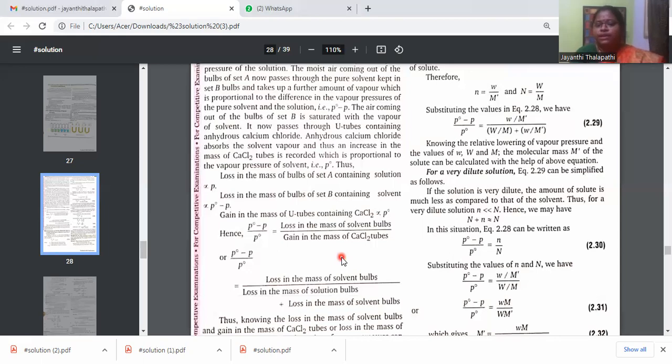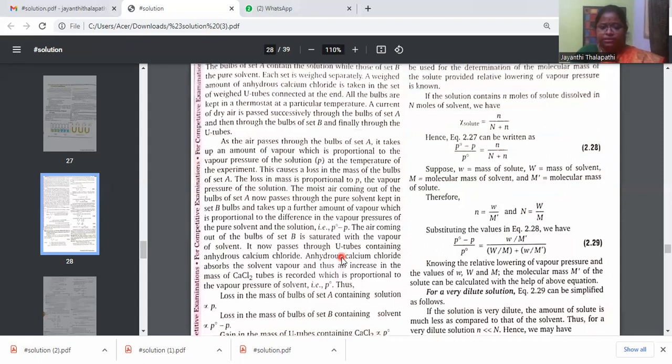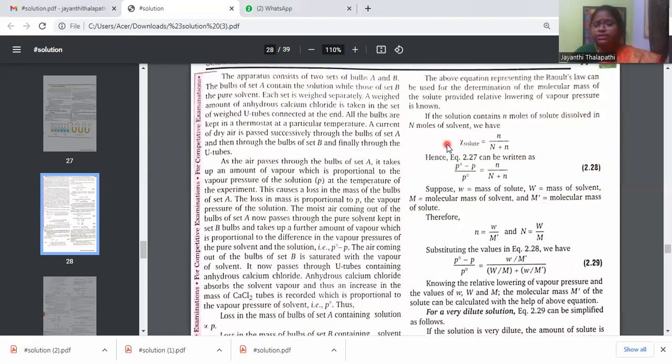Okay. See here, while calculating this, we saw that this is equal to the mole fraction. So what is the mole fraction then? X solute is what? n by n plus N. So what is this n called? A small n denotes moles. Moles means what? Mass by molar mass, which gives us moles, right?